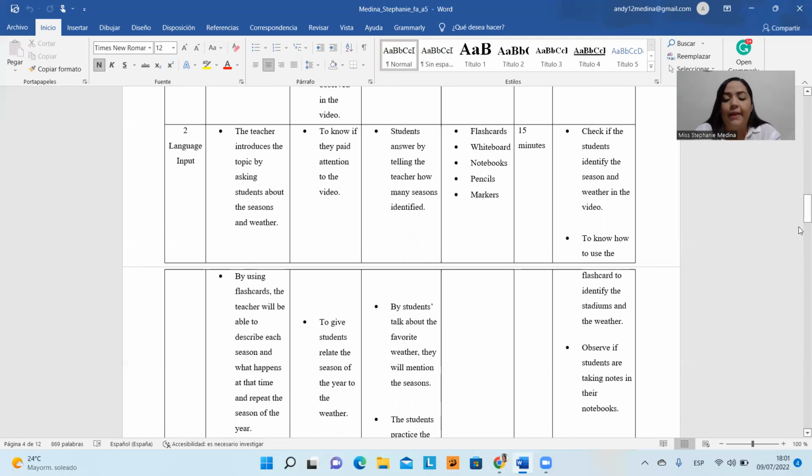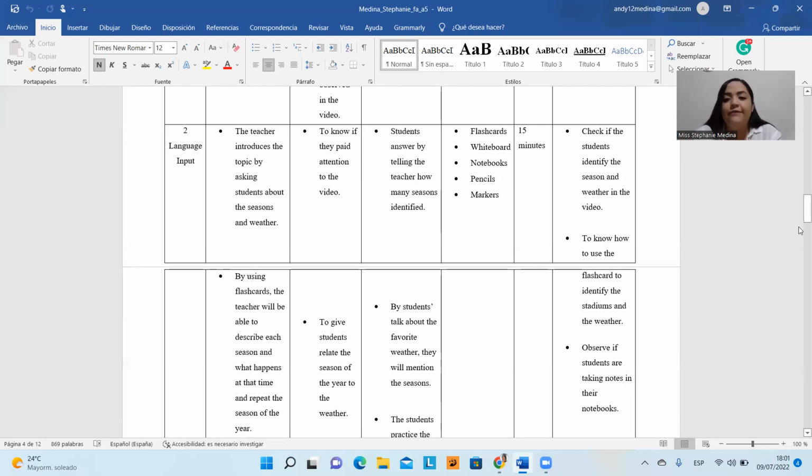The students answered by telling the teacher how many seasons they identified. And then, by using flashcards, the teacher will be able to describe each season, what happens at that time, and repeat the seasons of the year. And the students relate the seasons of the year to the weather. So by talking about their favorite weather, they will mention the season. The materials for this are flashcards, notebook, whiteboard, pencil, and marker. And the time is 15 minutes.